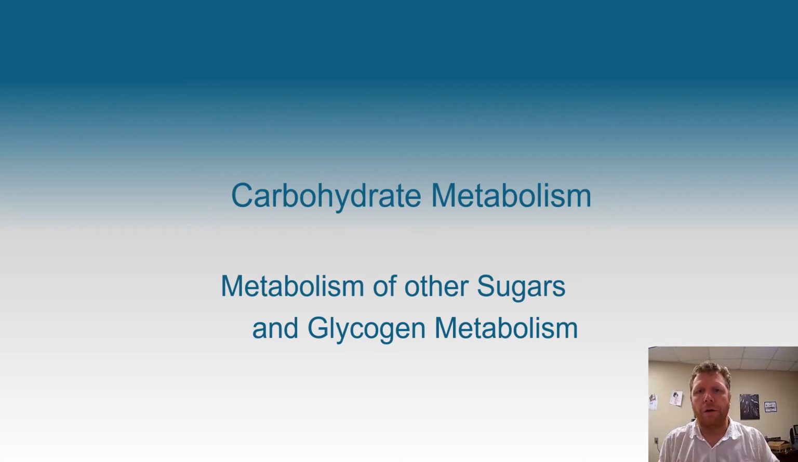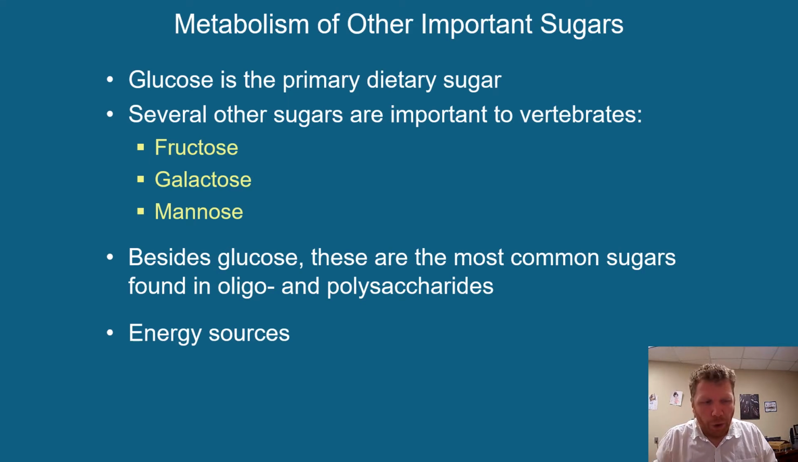All right, so here we are, carbohydrate metabolism. We've already talked about glucose, which gets metabolized through glycolysis, or is built up with gluconeogenesis. With this, we're going to be talking about specifically the breakdown of glycogen, your storage molecule, as well as some other sugars. So glucose is our primary dietary sugar.